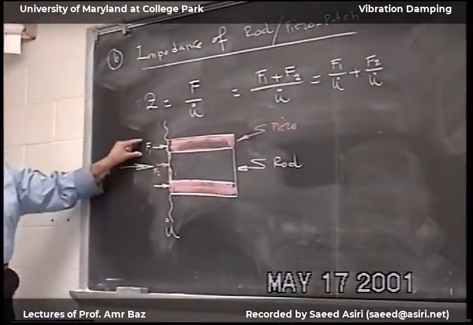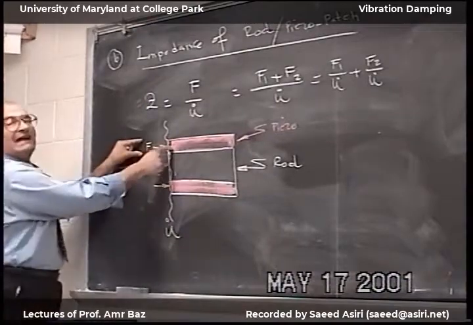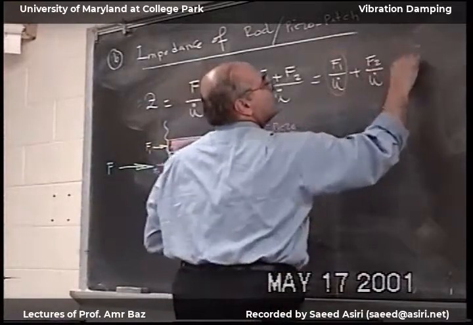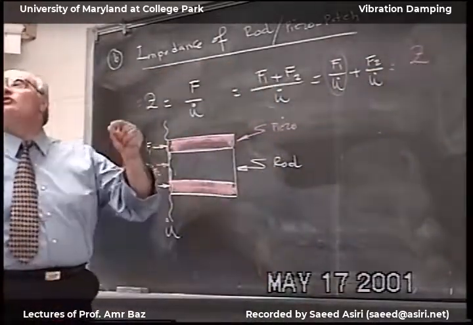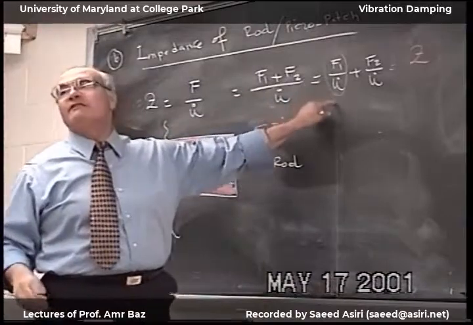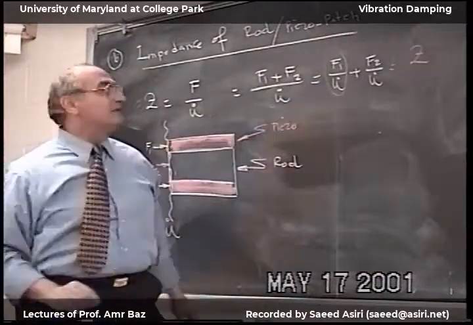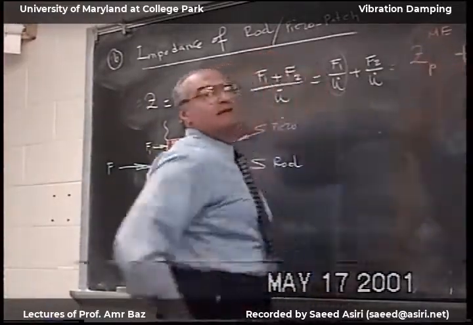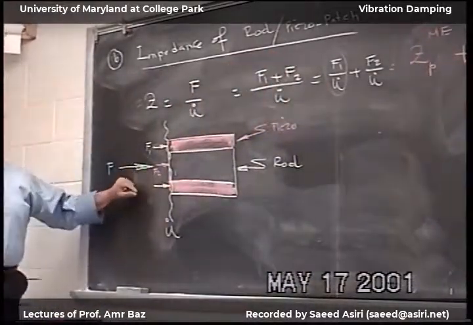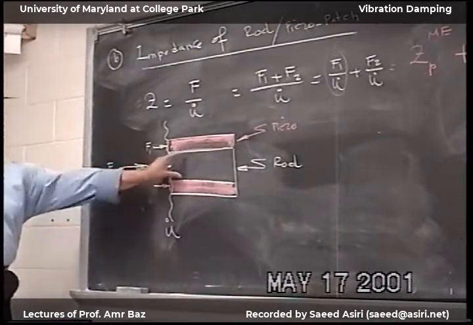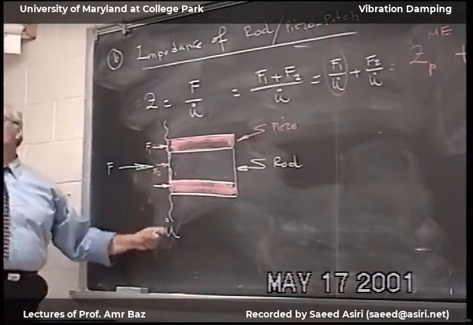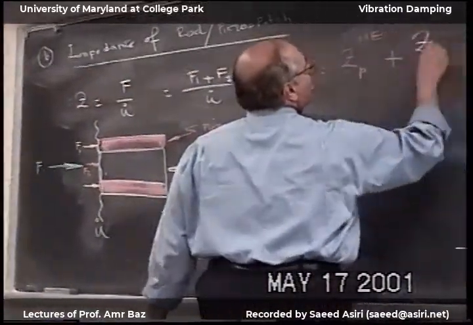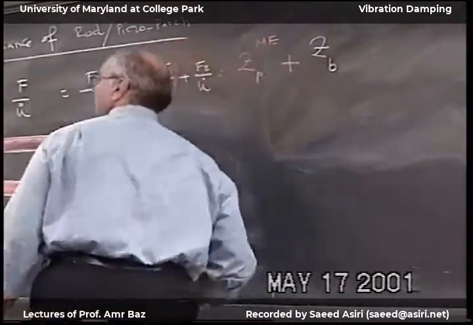F1 is the force acting on the piezo, so this would be the impedance of the piezo. This is the mechanical impedance of the piezo, not the electric impedance. So this is Z, mechanical piezo. Plus, second part, F2 is acting on the plain rod at the same velocity. So this is the mechanical impedance of the rod, Z sub B.